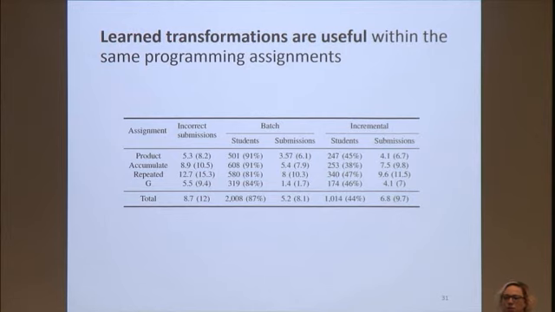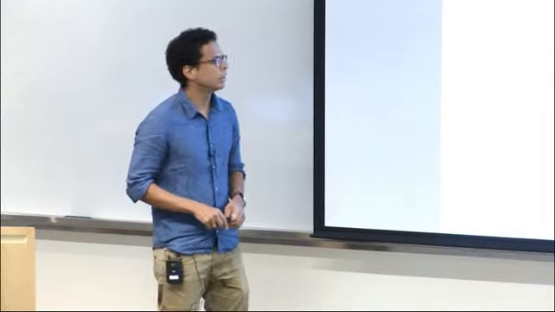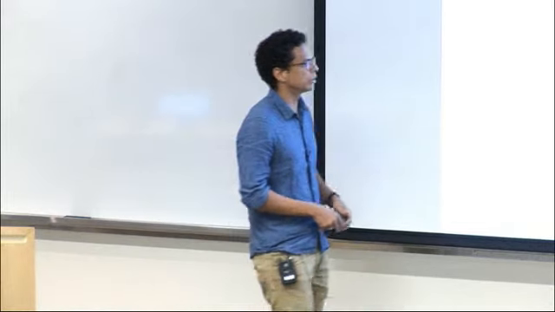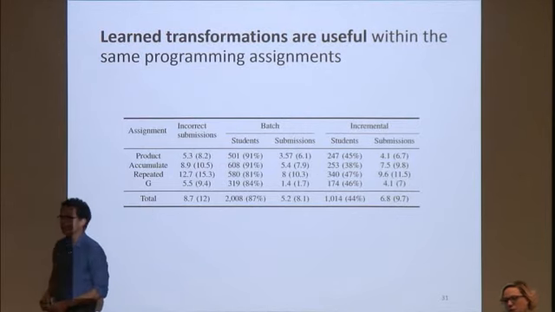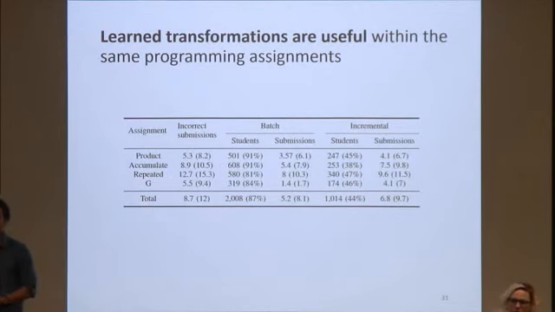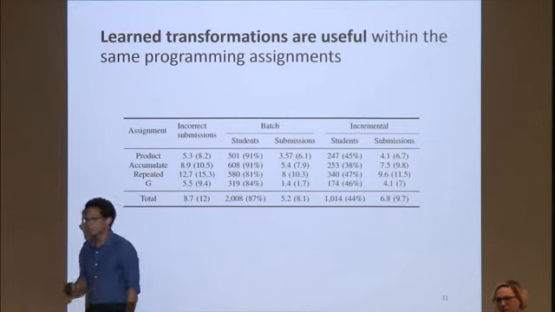Given this incorrect submission, we train on the rest of the examples and see if we can learn some transformation that fixes this submission. And it took, on average, 5.2 submissions to find a fix for a student, while the students took, on average, 8.1 submissions to finish the homework assignment.